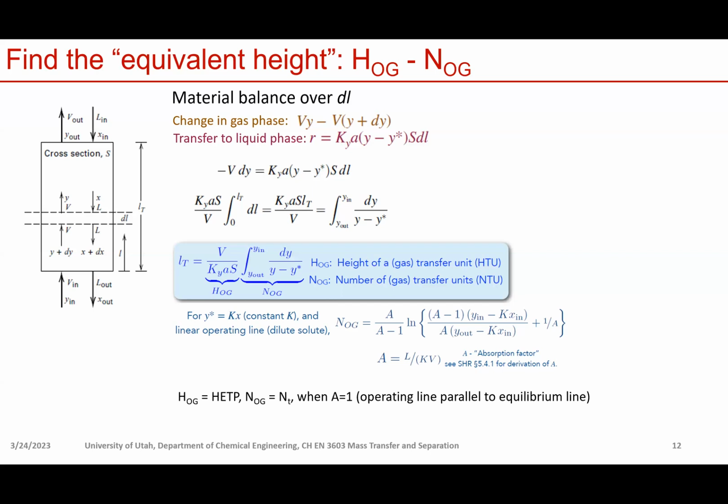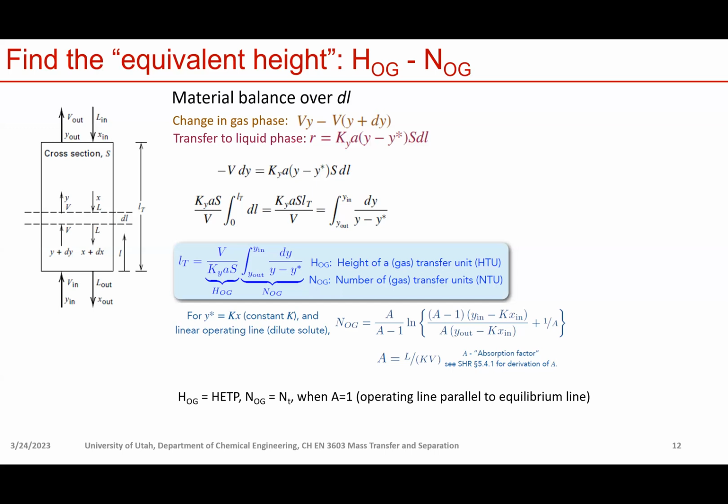Then in one particular case, when A is 1, when this term equals 1, that means your operating line is parallel with your equilibrium line. Then HETP is just equal to HOG, and the number of equilibrium stages is just equal to NOG, right? So this is how we make connections between the HETP and the mass transfer, connecting the HETP with mass balance and the mass transfer.